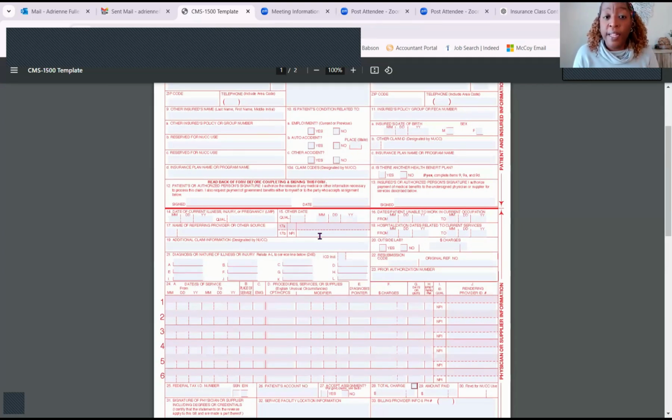A lot of times lately, I've seen NPI numbers for providers right on the referral form. But if not, you can look it up at the website npilookup.com, right? And then the next thing we want to do is number 21.